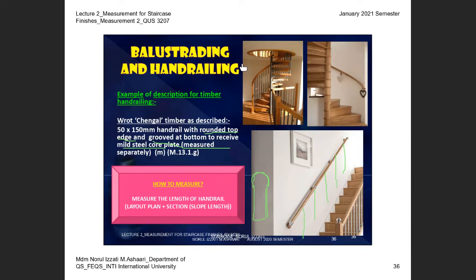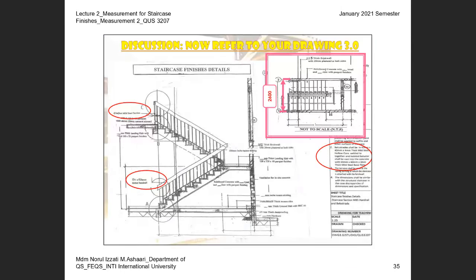How to measure? You can measure the length of the handrail in the layout plan, and also from the section. If you refer to this one, you can take the dimension from the cross section. This one, you can scale and then total up. Don't forget the 200 here. This is also having the handrail. This one also has the handrail.